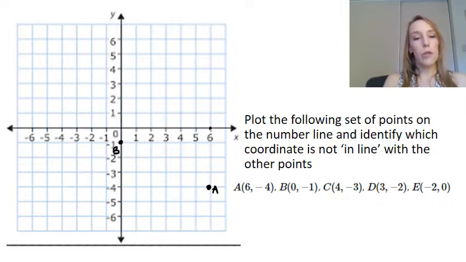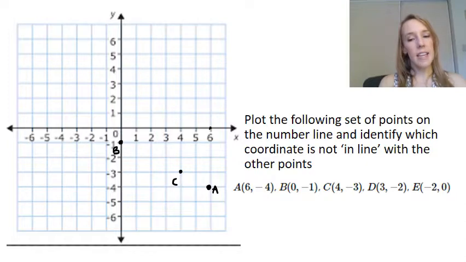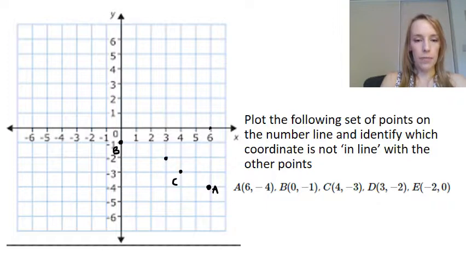Now C is 4, so we're going to find 4 on the x-axis, which is our horizontal one, and it's -3, so then we're going to drop down to -3. And that's our C. D is 3, -2, so find 3 on our x-axis and drop down to -2.